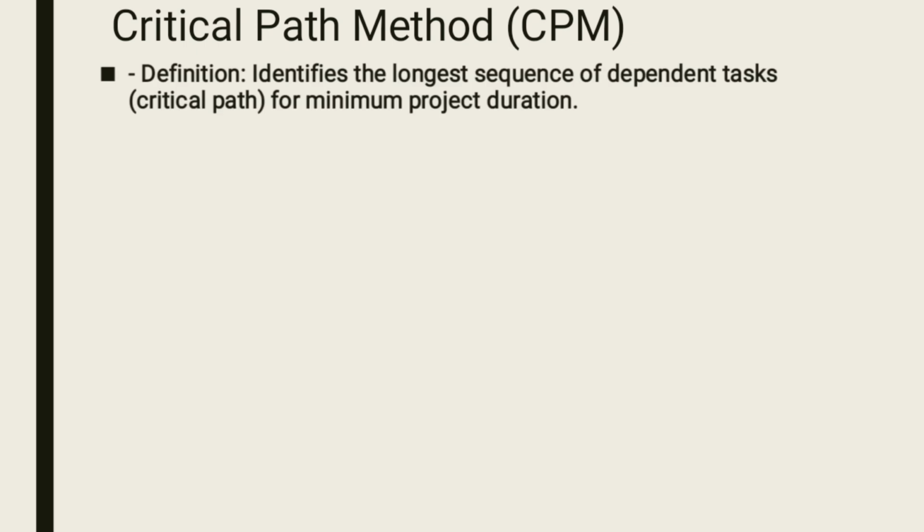Let's go to another technique, that is critical path method. In the critical path method, you are trying to identify the longest sequence of dependent tasks for minimum project duration. In this technique, you need to understand all the tasks in your project, and each task will be assigned a number of days, or an amount of time.